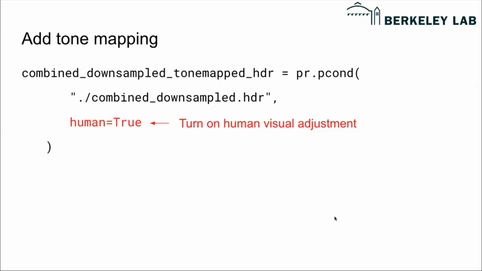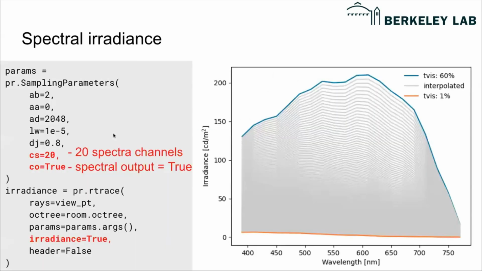So once you have the downsampled combined HDR, you want to add tone mapping to adjust it for human vision. So how you would do that is pcond with -h equal to true turned on. So this is what the result would look like.